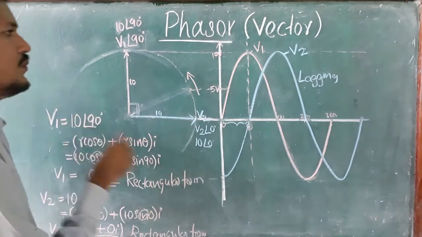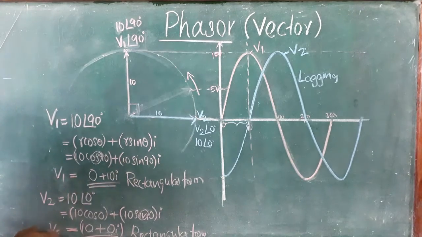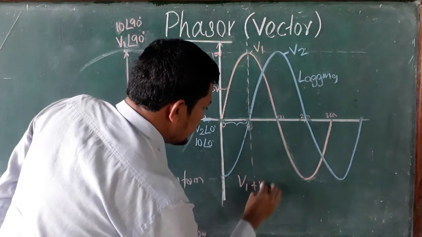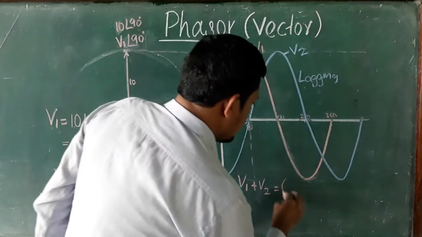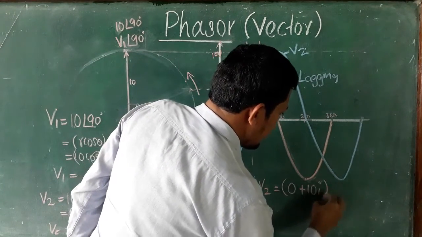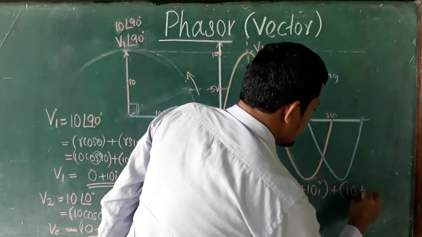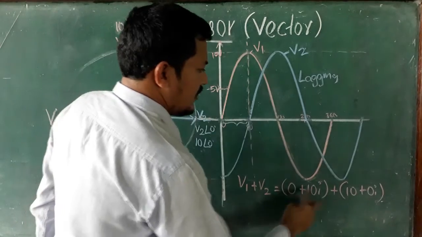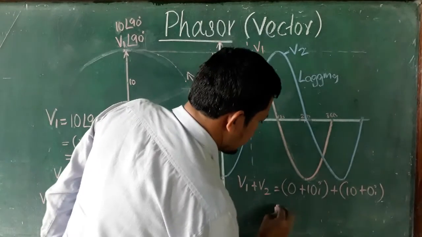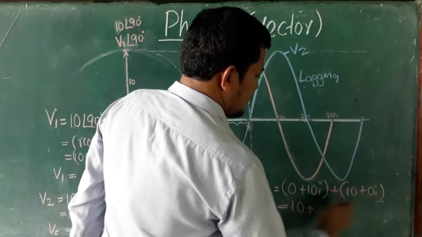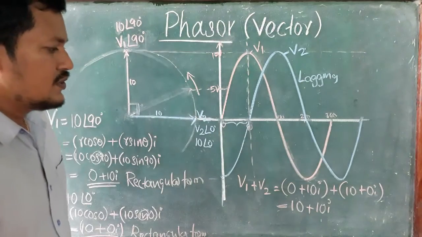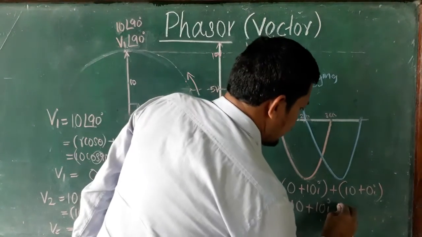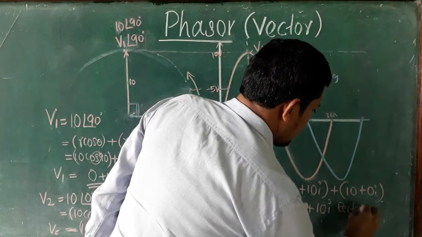So here I want V1 plus V2. It is a simple calculation with respect to our rectangular form. So I am doing V1 plus V2. V1 is 0 plus 10i, and V2 is 10 plus 0i. Clear? So real part addition: real part 0 plus 10 is 10. Imaginary part 10i plus 0i is again 10i. So this is the answer, V1 plus V2 in rectangular form.